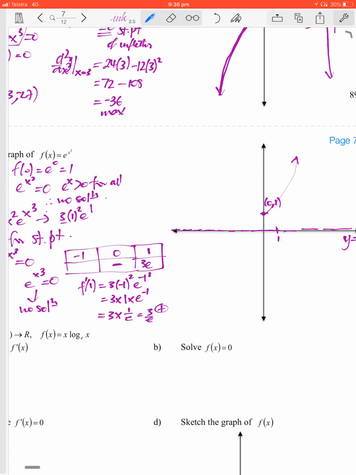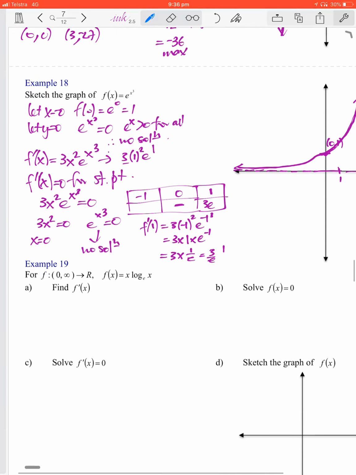But what did we forget? We forgot that it's got to flatten out. So it's got to go up, flatten out to 0, and then it's got to climb up again, because it's got 0 gradient there. So that is actually a point of inflection, and we can test it.